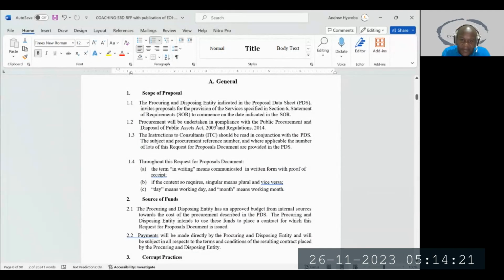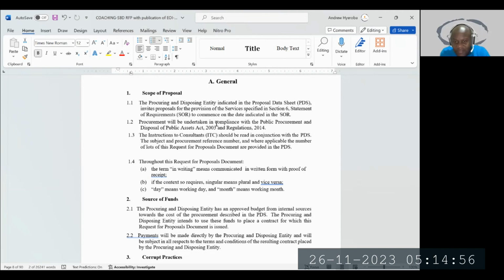Throughout this request for proposals document, RFP is also request for proposals. When they say in writing, it means communicated in written form with proof of receipt. That means when you submit a bid, there must be somewhere where they sign that we have received it and you have that proof. When you pay for this document, as one of my colleagues covered, you must be given a receipt which shows that you have paid for this document.